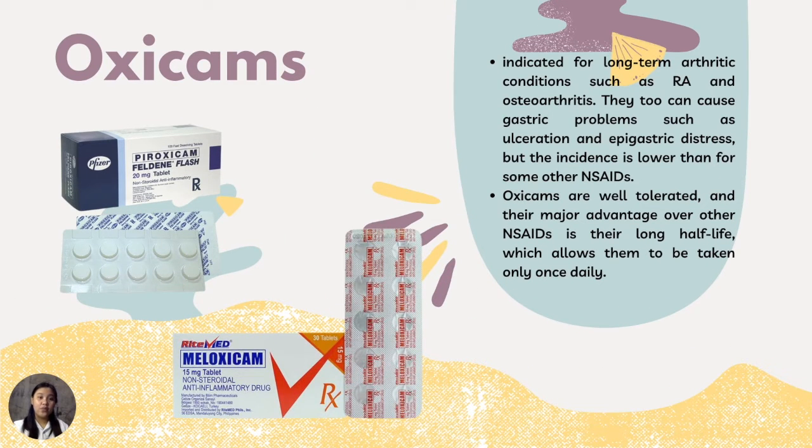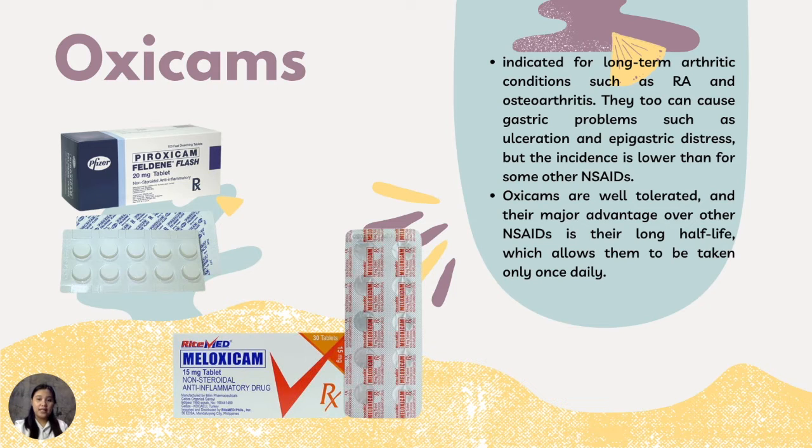On to the next category, we have oxicams. The examples for oxicams are piroxicam and meloxicam. Oxicams are indicated for long-term arthritic conditions such as rheumatoid arthritis and osteoarthritis. They too can cause gastric problems such as ulceration and epigastric distress, but the incidence is lower than with other NSAIDs. Oxicams are well tolerated, and their major advantage over other NSAIDs is that they have a long half-life, so they can be taken once daily.